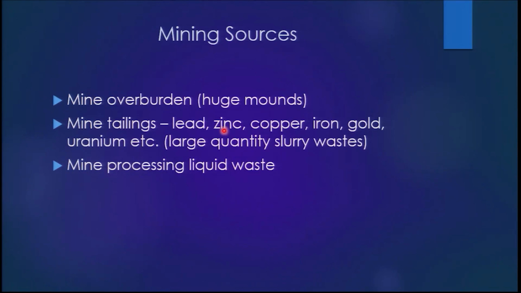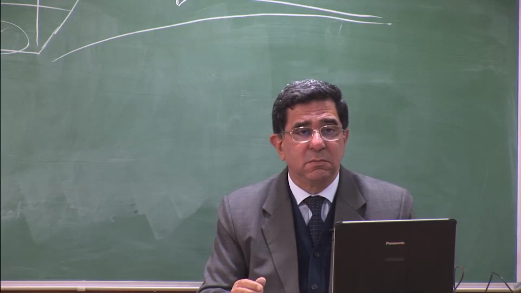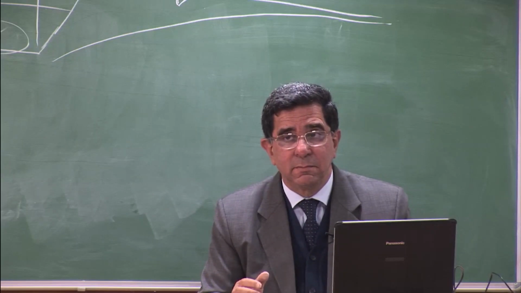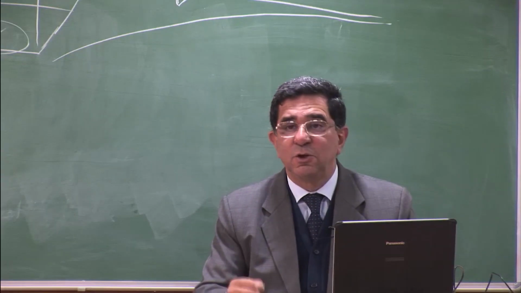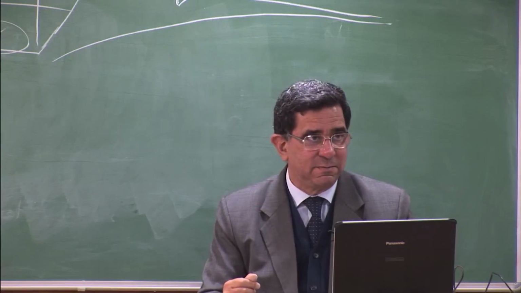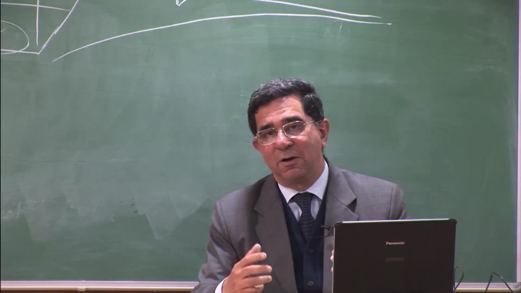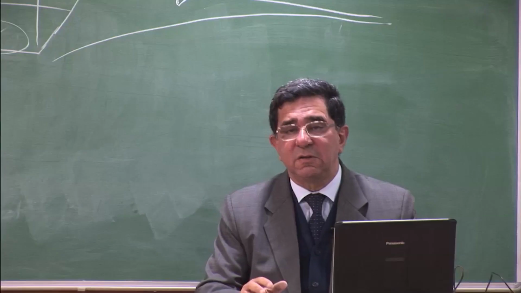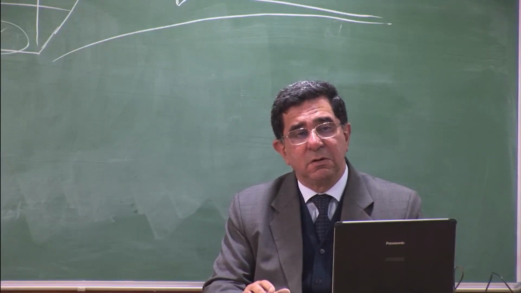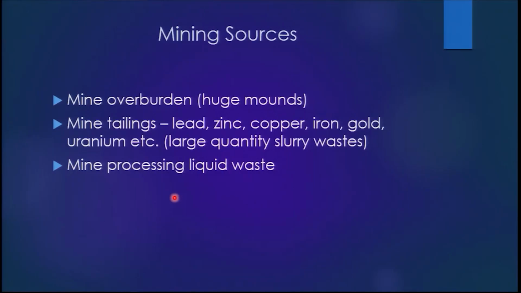And then, as I said, in the case of a coal mine, the coal is virtually in a very pure form, right? But if you have a metal mine, let me say I'm taking out zinc. So the ore may have only 5% zinc. 95% will be the rock in which the zinc is. So you'll crush the rock. And so we will get mine tailings, which is in the form of a fine powder. And these are large quantity slurry wastes which are deposited on the top of the ground. And then, of course, we also have mine processing liquid waste.